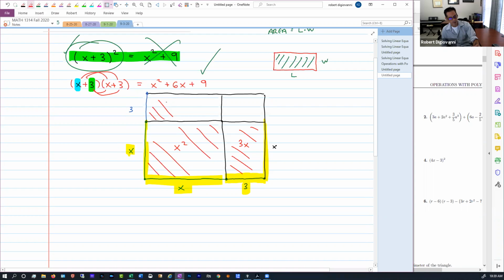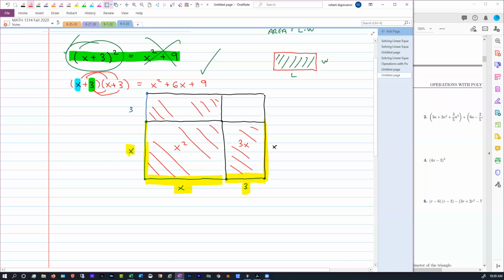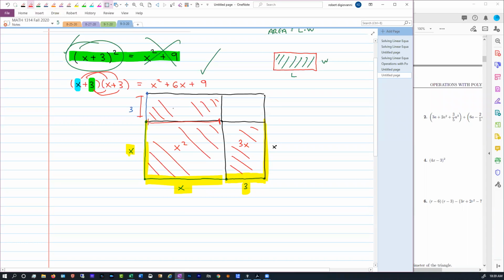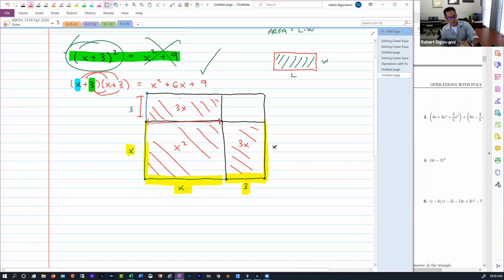How about this box here? 3. So it's 3 tall. How wide is it? X. So did you say 3x? I only heard 3. 3x. Okay, last one. This one here.